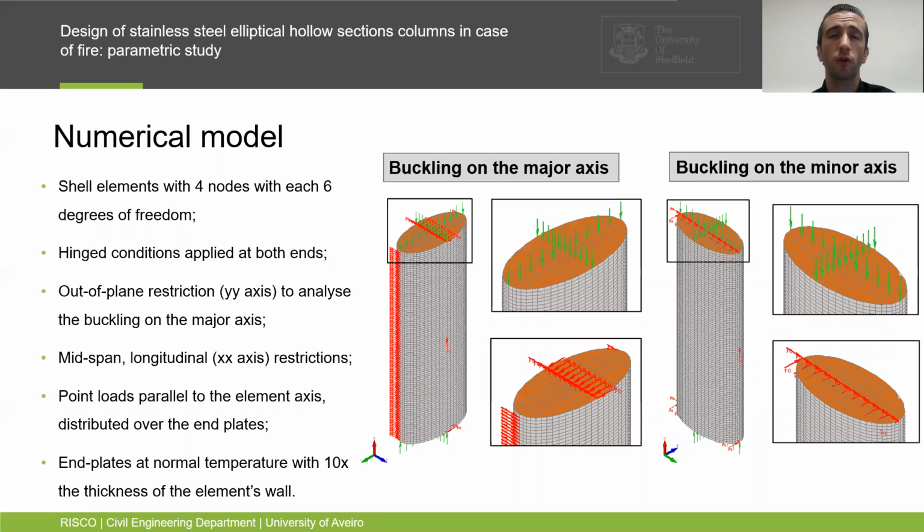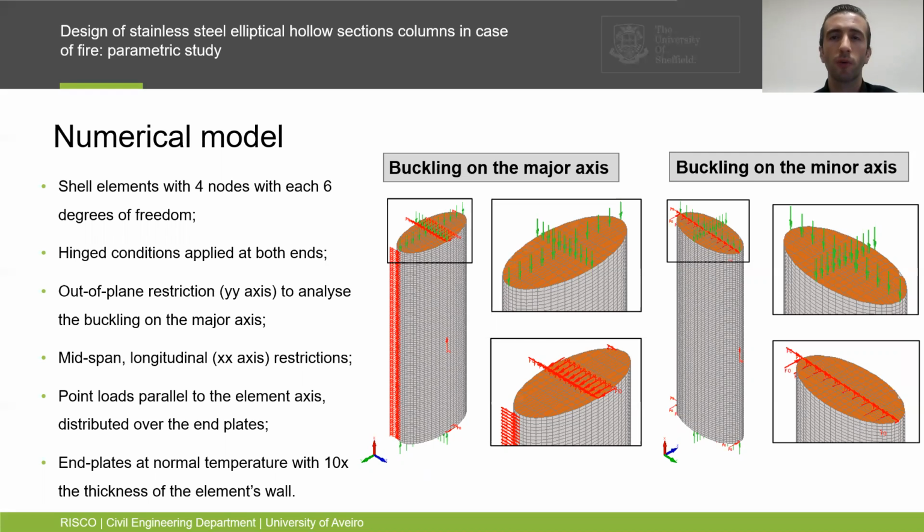Shell elements with 4 nodes, with each 6 degrees of freedom, 3 translations and 3 rotations, applying the finite element software SAFIR, were considered. Hinge conditions were applied at both ends, preventing lateral displacements throughout the member length, and at midspan, preventing the longitudinal displacement to ensure the element and load symmetry.